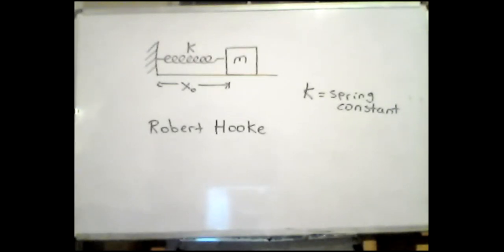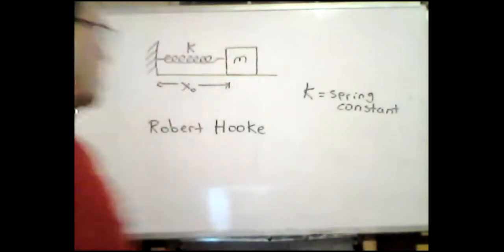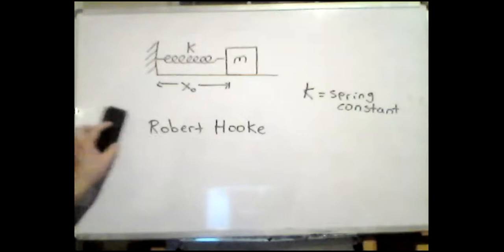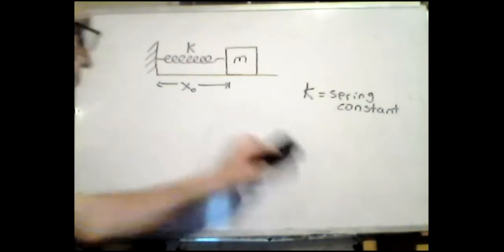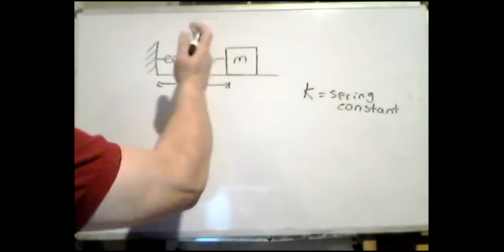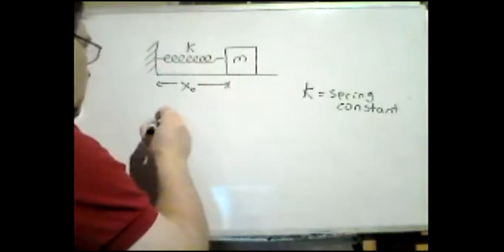Hooke was definitely an excellent physicist. I mean, nowhere near Newton, of course. Hooke actually had several contributions, but one of the things he's known for the most in physics is what's called Hooke's law. Hooke's law basically is the following. If I decide to compress the spring or stretch the spring, it doesn't really matter which I do.